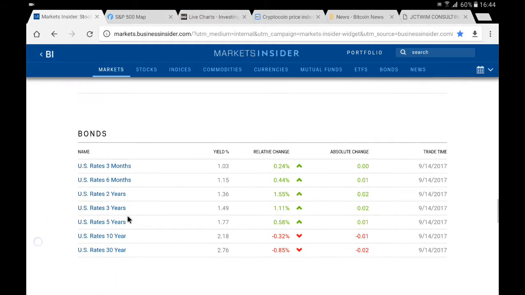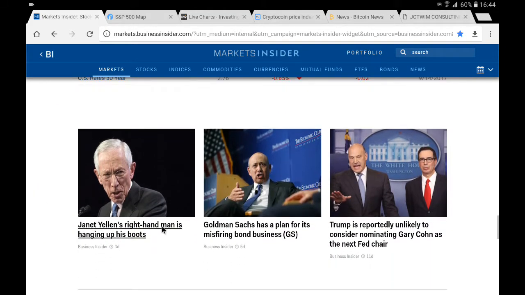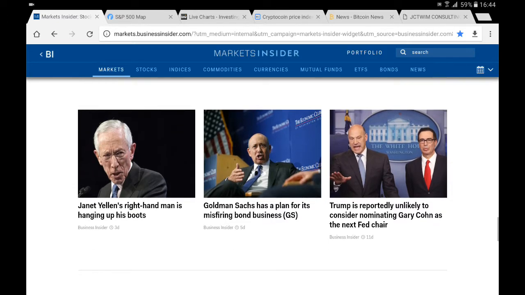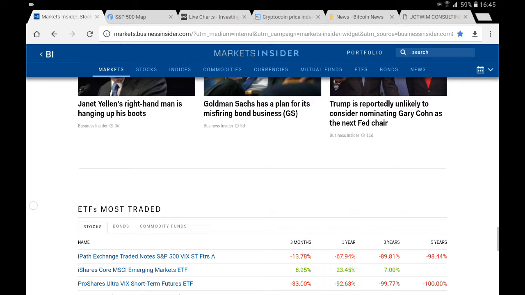And over here, the bonds, the bond markets. Janet Yellen writes, and a man is hanging up his boots. Mr. Fisher just resigned from his position at the New York Fed. And over here we have Lord Blankfein, CEO of Goldman Sachs. Goldman Sachs has a plan for its misfiring bond business. And over here, Mr. Gary Cohn and Mr. Steve Mnuchin. Trump is reportedly unlikely to consider nominating Gary Cohn as the next Fed chair. So let's see what's happening over there.